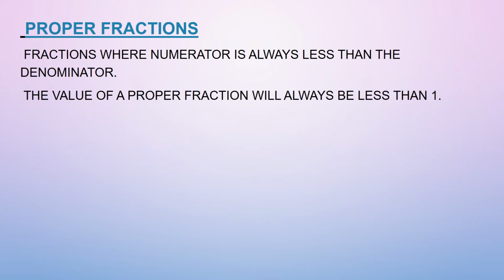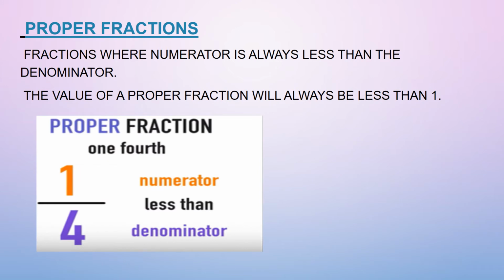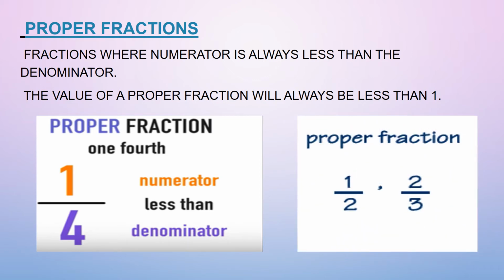Let's take some examples. 1 upon 4. Here the numerator is 1 and the denominator is 4. So the numerator is less than the denominator. So it is a proper fraction. Some more examples. 1 upon 2, 2 upon 3. In both the cases, the numerator is less than the denominator. So these are proper fractions.